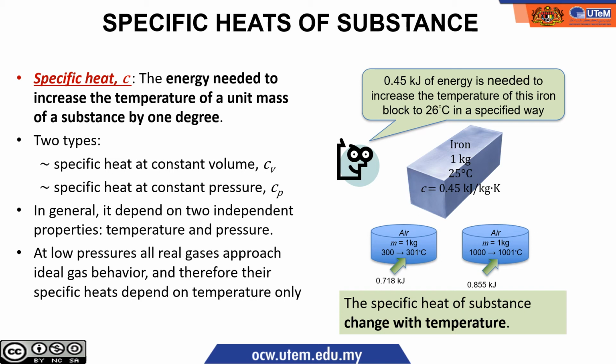Okay, in specific heat, the energy needed to increase the temperature of a unit mass of a substance by 1 degree. There are two types of specific heat. One is at constant volume, or CV. Another one is specific heat at constant pressure, CP. In general, it depends on two dependent properties, that is temperature and pressure. At low pressures, all real gases approach ideal gas behavior, and therefore their specific heat depends on the temperature only. For example, 0.5 kilojoule of energy is needed to increase the temperature of this iron block from 25 to 26 degrees in a specified way.